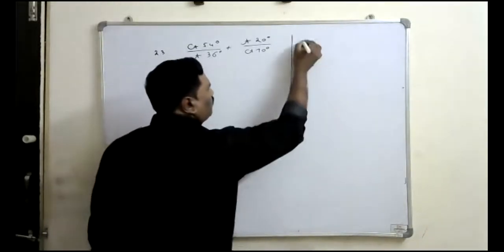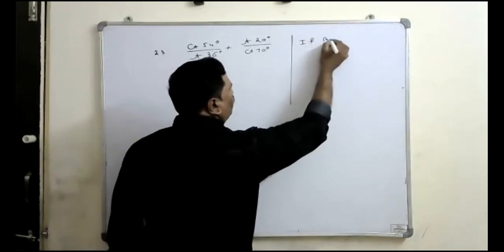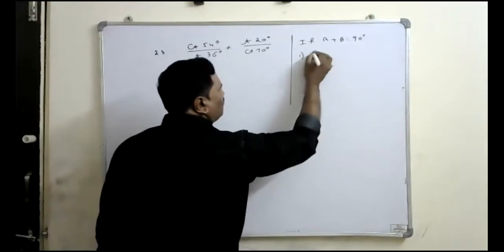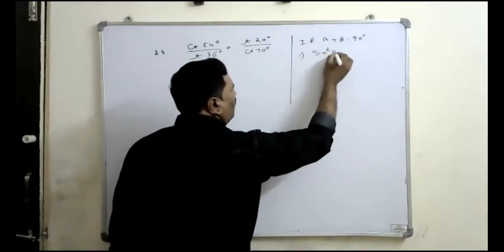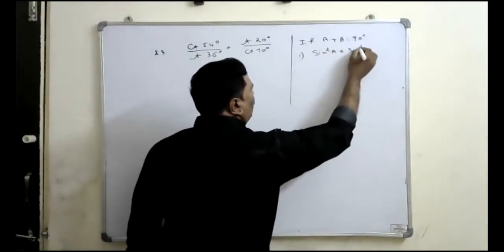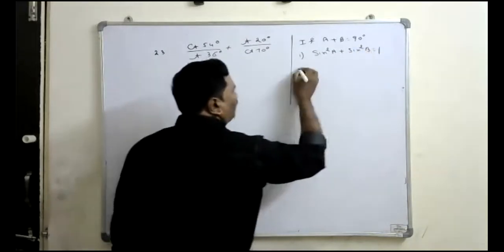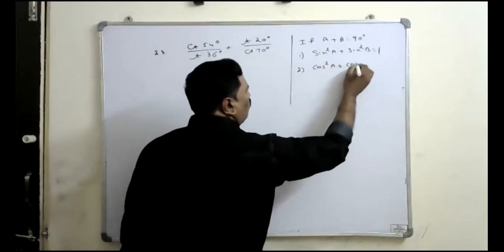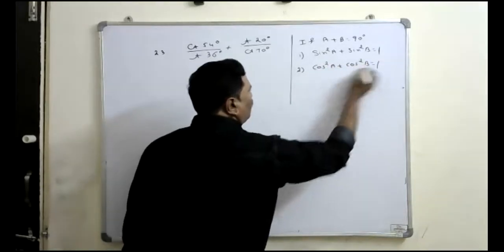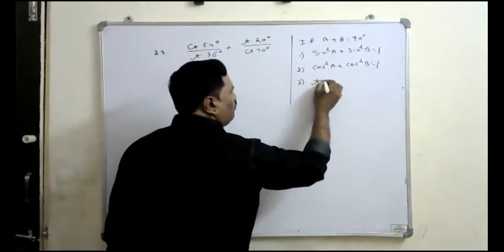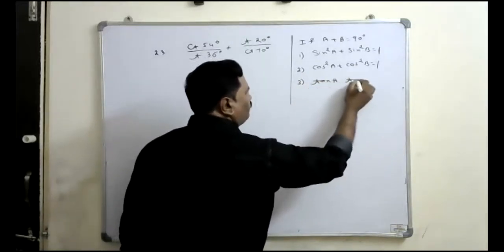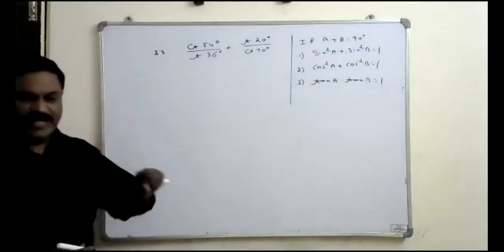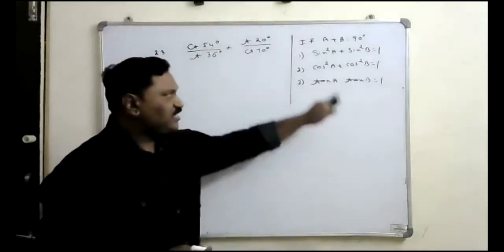Because in the first topic of trigonometry, I gave you these results. If A plus B is equal to 90 degrees, the first result is that sine square A plus sine square B is equal to 1. Second one is cos square A plus cos square B is equal to 1. Third one is tan A into tan B is equal to 1. These are my results when the sum of the angles is 90 degrees.